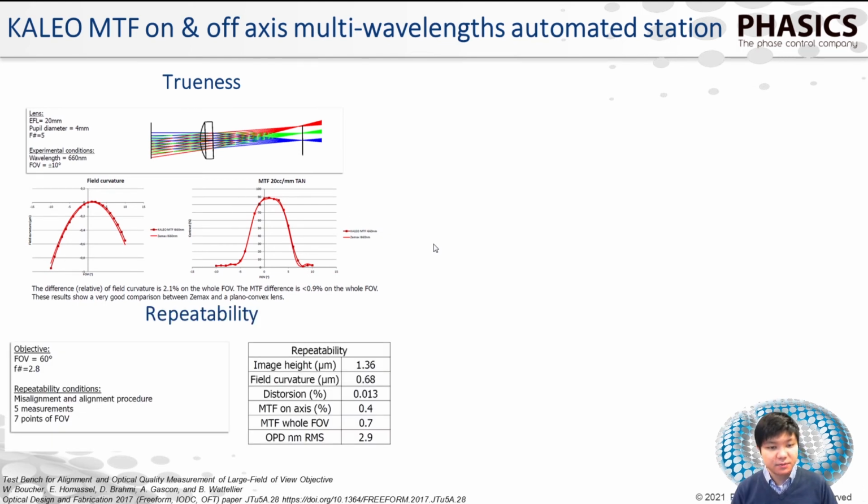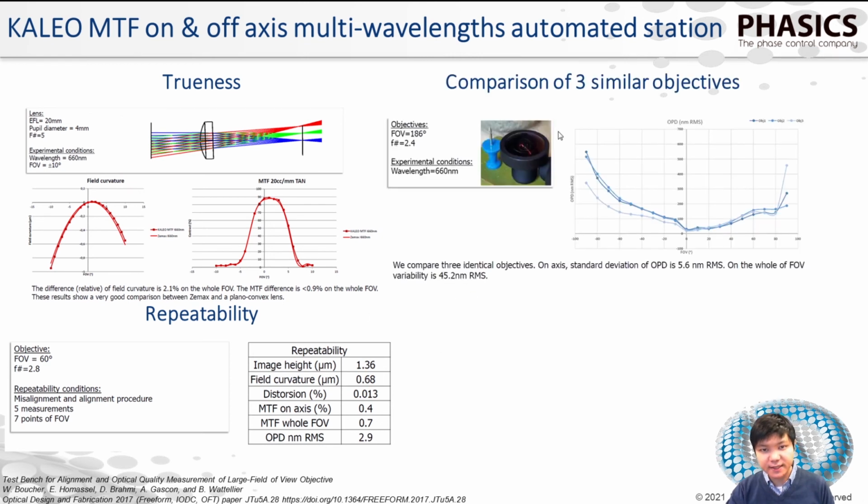The second is, of course, in terms of repeatability. We made measurements of all the different parameters, and we can see the MTF repeatability I mentioned before on the whole field of view that is here, but you can also notice that in terms of OPD repeatability, so optical path difference, we are really in the nanometric range in terms of repeatability.